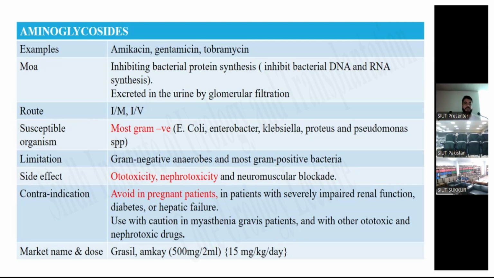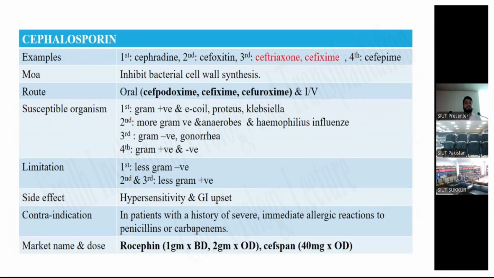These inhibit bacterial protein synthesis and are excreted in the urine by glomerular filtration. These usually cover gram-negative organisms, and major side effects are ototoxicity and nephrotoxicity. And these also should be avoided in pregnant patients. And renal dose adjustment is required in patients with renal failure. The dose is 500 mg per 2 ml, or 15 mg per kg per day.